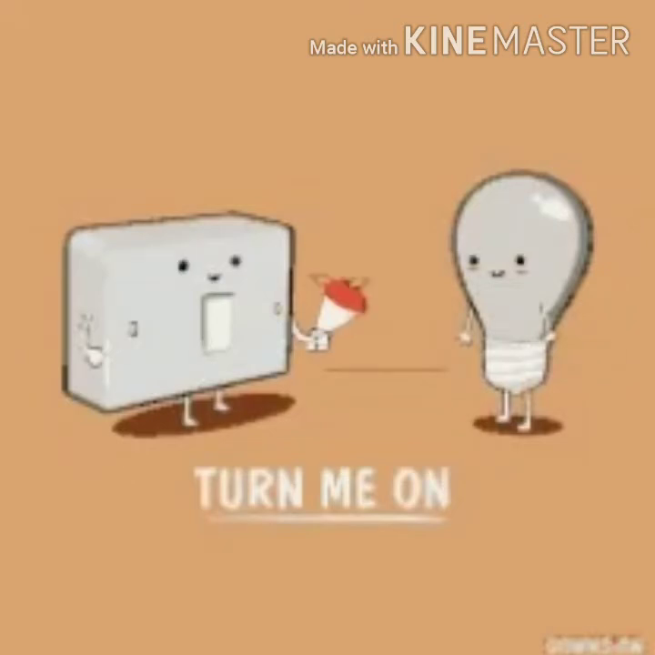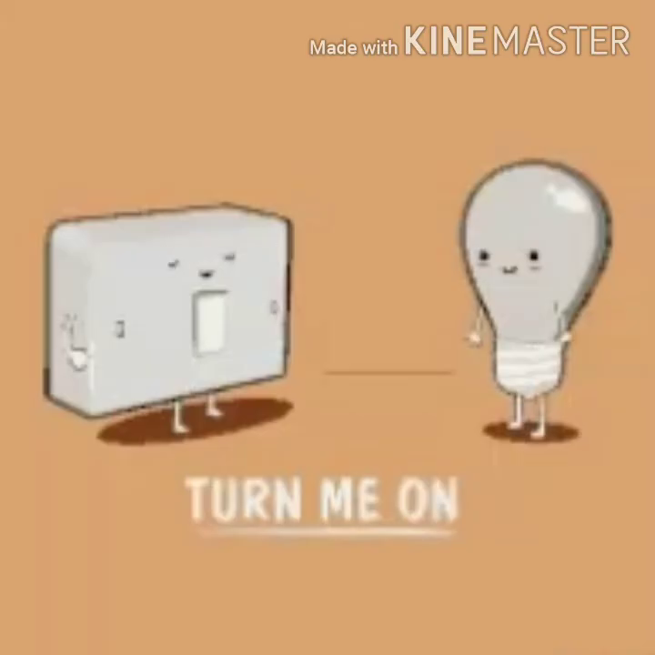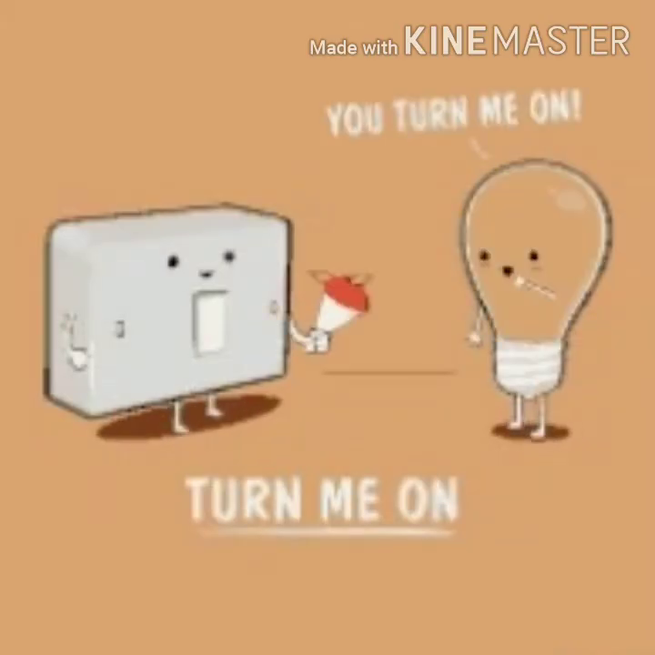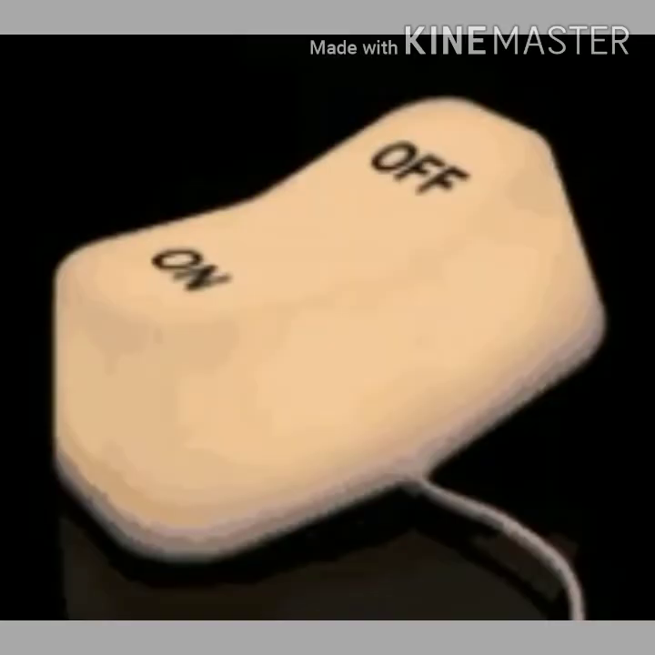Now the next is electric switch. An electric switch is a simple device that is used to open or close an electric circuit. Children, a switch is said to be in on position when it makes or completes the circuit and allows the current to pass through. Similarly, a switch is said to be in off position when it breaks the circuit and does not allow the current to pass through.